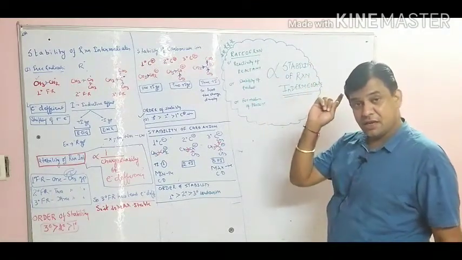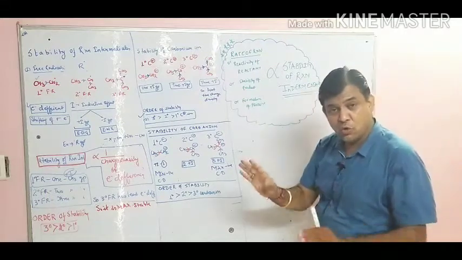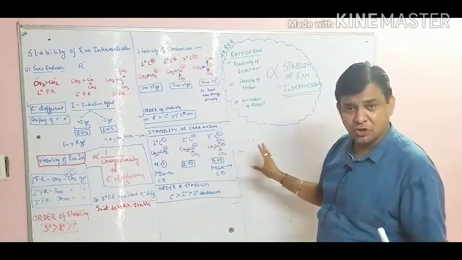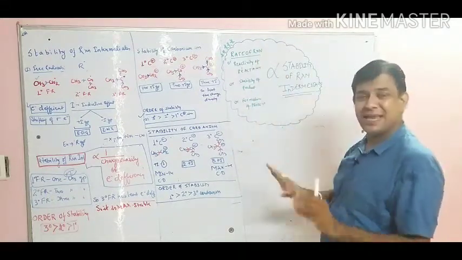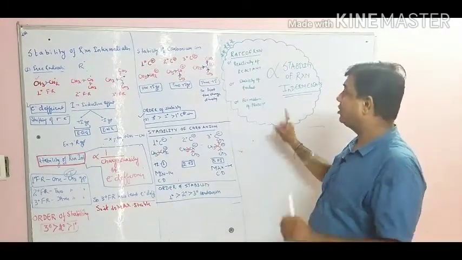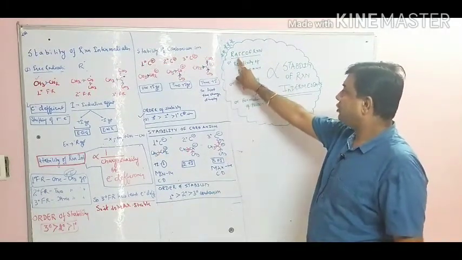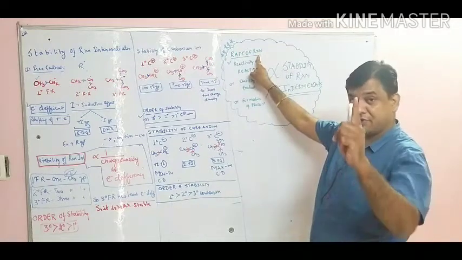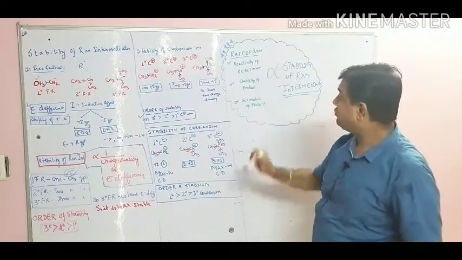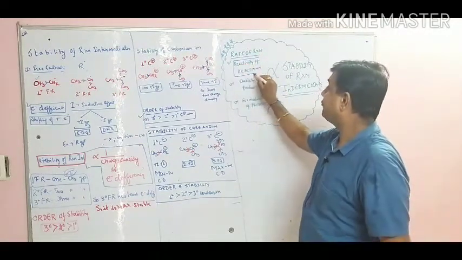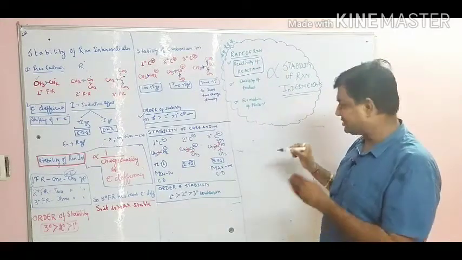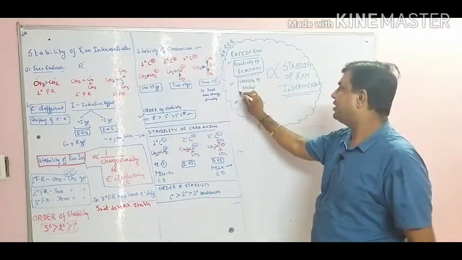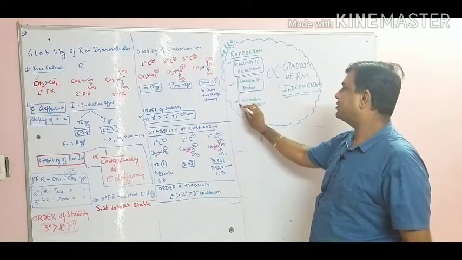Now see this, students, in the cloud I have written a certain line. This is again a Brahmastra. No exception to these lines. Nobody can create any exception. What I have written, the rate of reaction, either we say rate of the reaction or we say reactivity of the reactant, one and the same thing, I will explain, or we say stability of the product, or we say formation of the product.